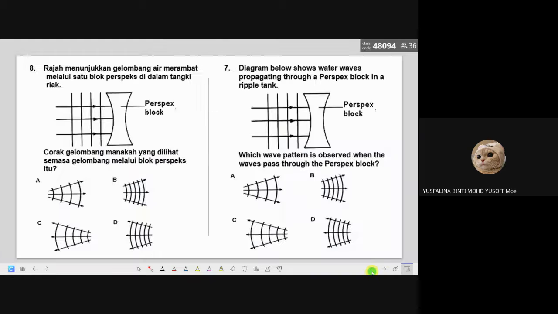All right, so for this one, it says the diagram below shows water waves propagating through a perspex block in a ripple tank. Which wave pattern is observed when the wave passes through the perspex block? So what will happen here? For the convex lens, we already see that all the wavelengths will be pointed into one point. There will form a focus point there, so they will be focused into one point. The point we call a focus point.